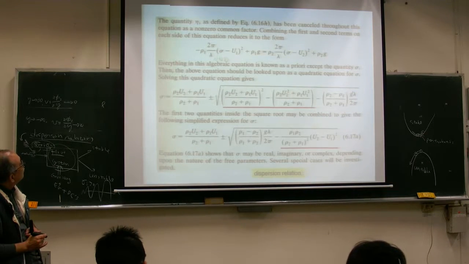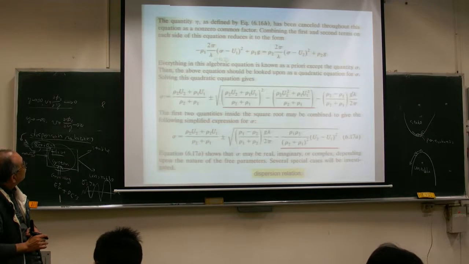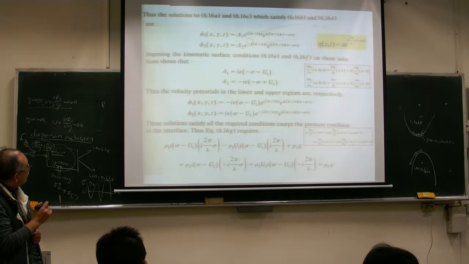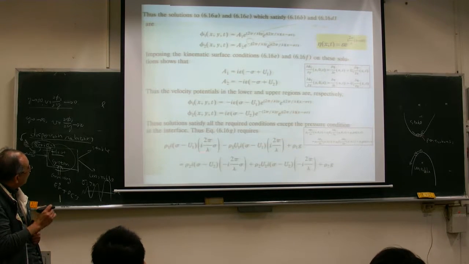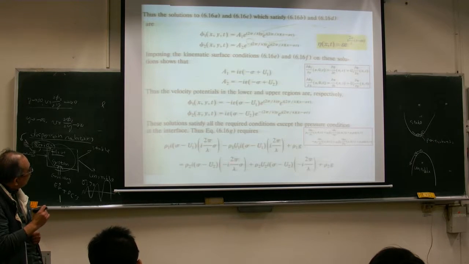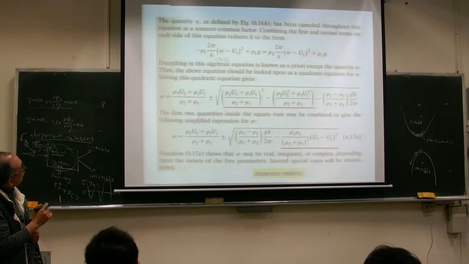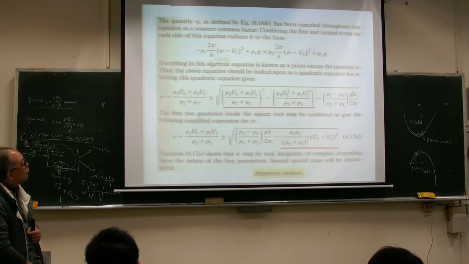the quantity has been cancelled out through the equation, only the common factor remains. Just take note, it reduces to 4. I think you can do a little bit of mathematical analysis and simplify this, just using a common factor, this sigma minus u1, and then 2 pi over lambda. Once you extract the common factor, you will get this, plus rho 1 g here. I think you can do that.